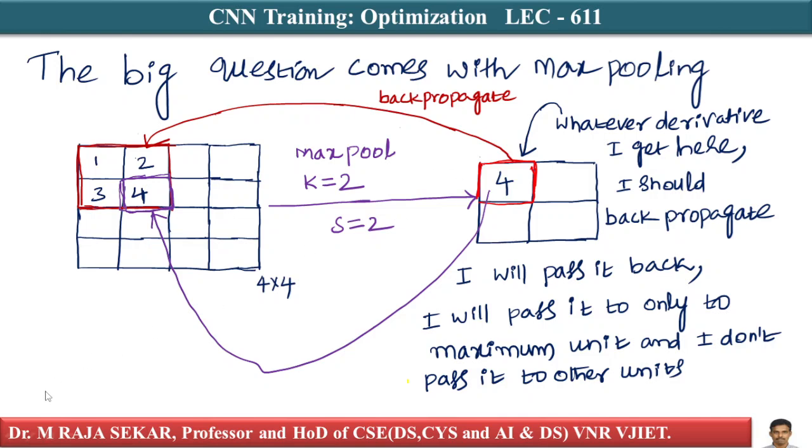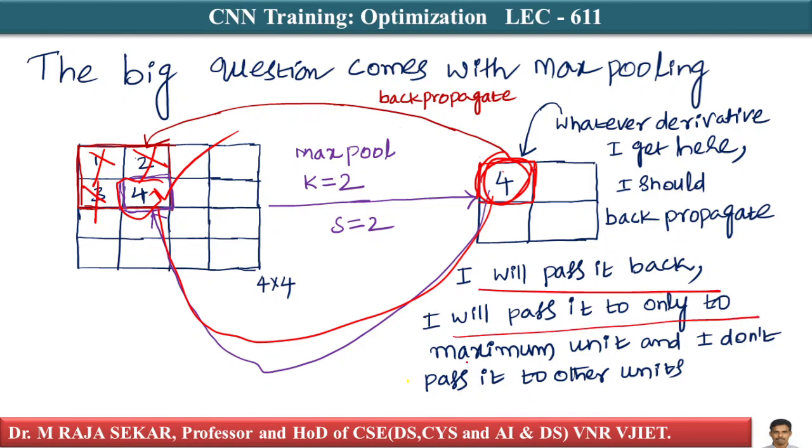Means I will calculate the derivative here, and I will pass it only to this cell. I will not pass to the others. I will pass it back only to the maximum unit. I don't pass it to other units. Means I will not pass here, I will not pass here, but I will pass to this particular cell.